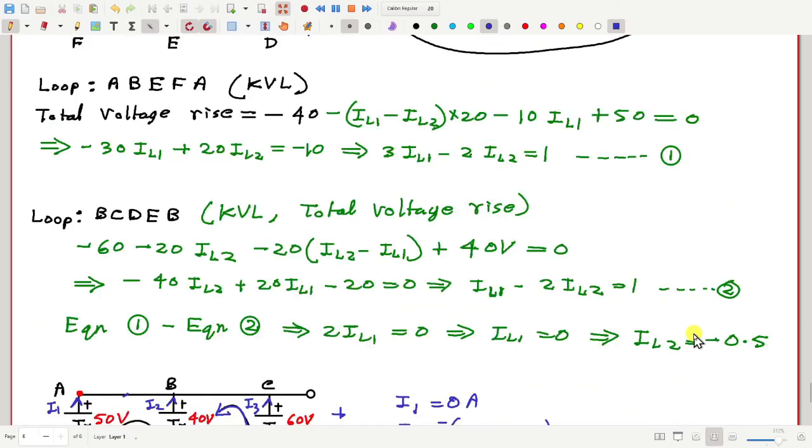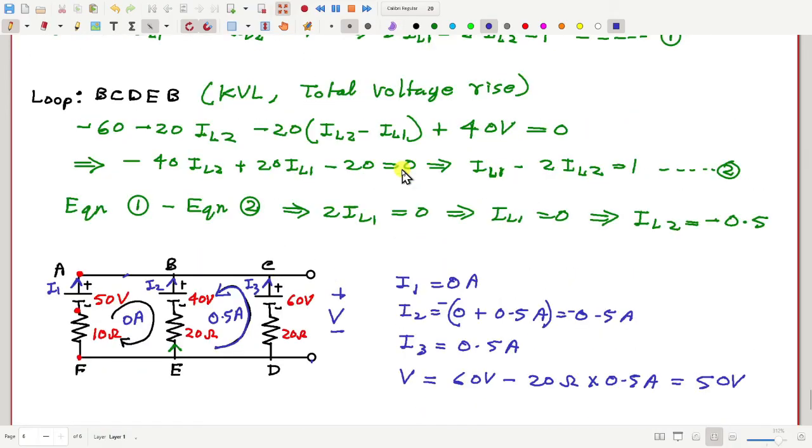Here in these equations I have omitted the units, volts, amperes, etc., because all are assumed to be in SI units.